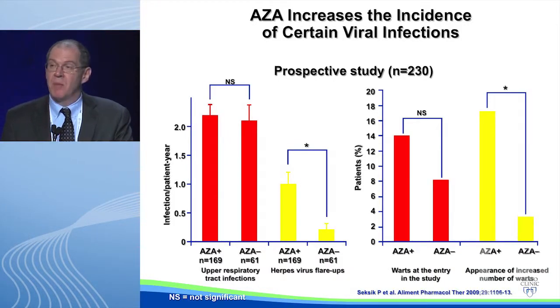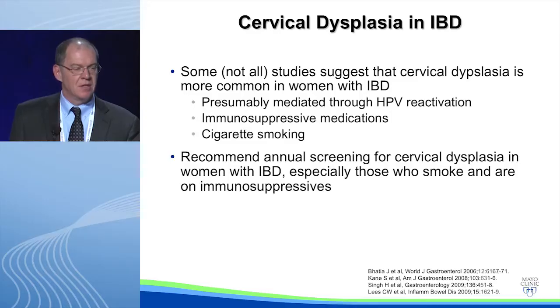We know that azathioprine in particular and 6-MP increased the risk of certain viral infections. This was a prospective study from France showing that patients were more likely to have viral URIs or herpes simplex flare-ups, as well as viral warts if they had been on azathioprine relative to not.